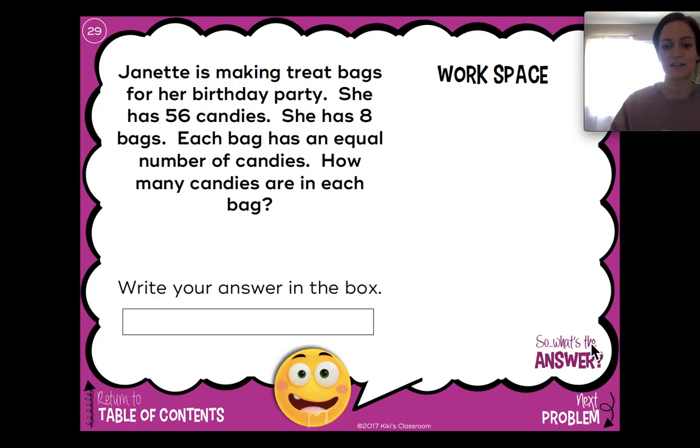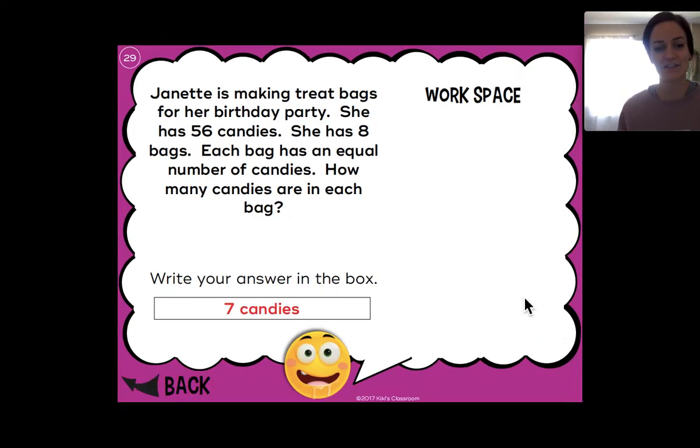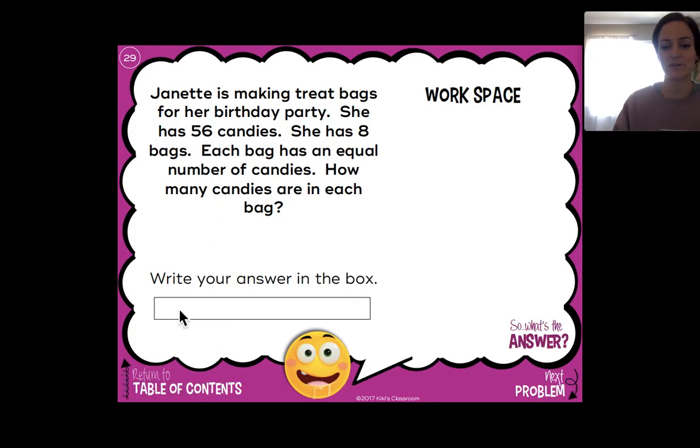So we'll go ahead and click the answer. You should have gotten 7 candies. 7 would be in each one. So 8 groups of 7 would give us 56 candies in all. Go ahead and give yourself some points if you got that one right.